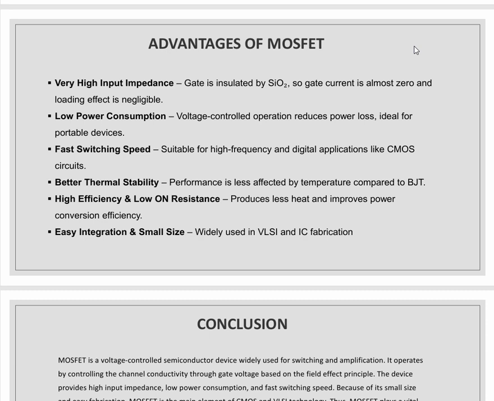And the third is fast switching speed. It's suitable for high frequency and digital applications like CMOS circuits. And the next is better thermal stability. Performance is less affected by temperature compared to BJT. High efficiency and low on resistance. Produces less heat and improves power conversion efficiency. And the last is easy integration and small size. For that, widely used in VLSI and IC fabrication.